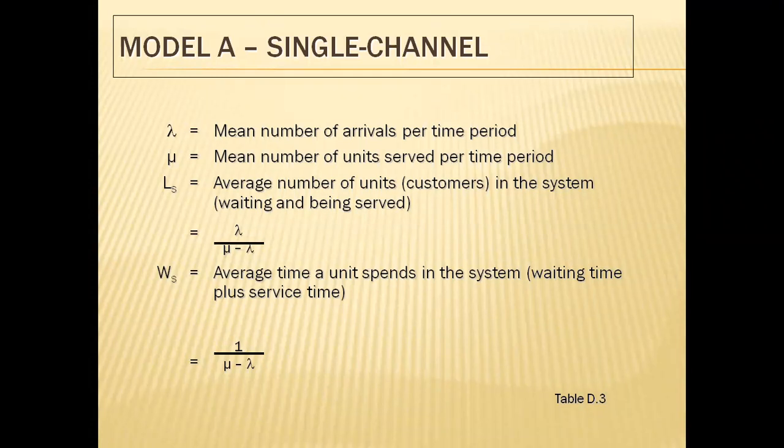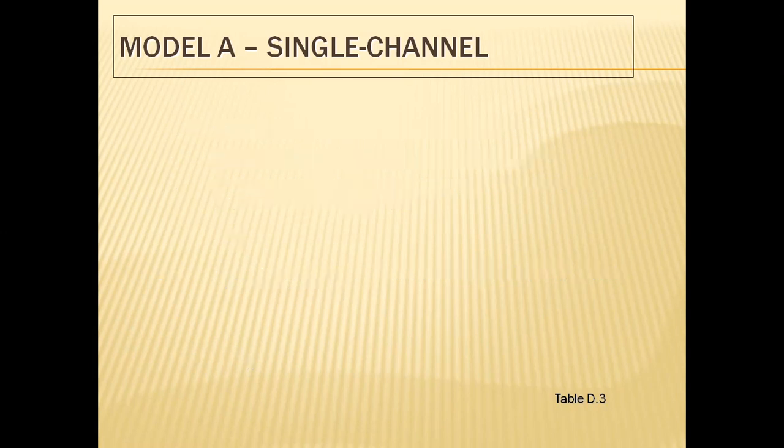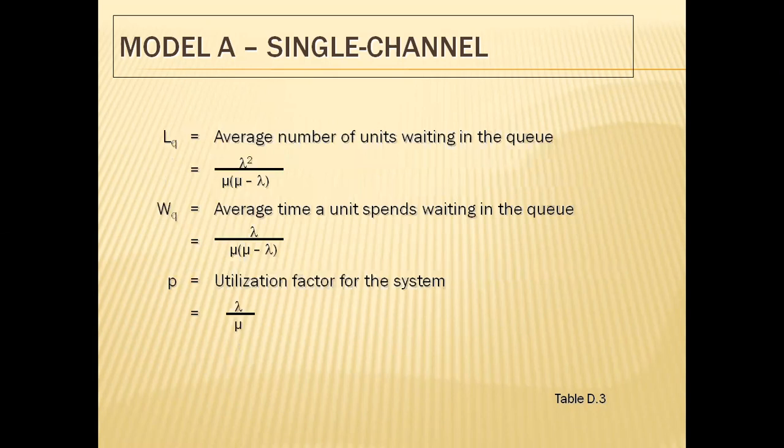Lambda is the mean number of arrivals per time period. And hence, for the single channel model, the average number of units or customers in the system, waiting and being served, is L_S equals lambda by mu minus lambda. That is the mean number of arrivals per time period divided by the mean number of units served per time period minus the mean number of arrivals per time period. That's the case of model number A.